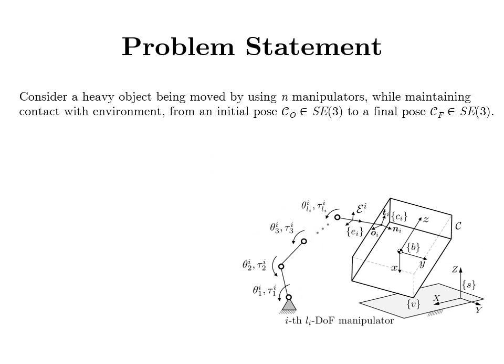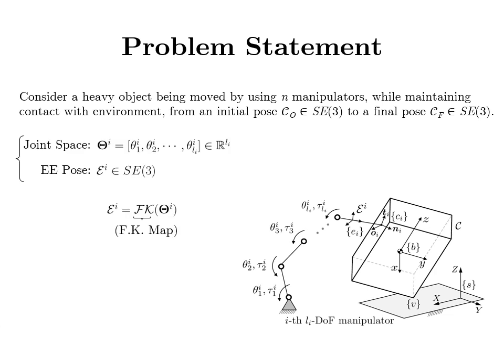Consider a heavy object being moved by using n manipulators from an initial pose CO to a final pose CF in SE3, while maintaining a point or line contact with the environment. Let phi I be the joint space of manipulator I and EI be the pose of the end effector of the manipulator I in SE3. Therefore, the relation between phi I and EI is determined by the manipulator forward kinematics map, which is FK.